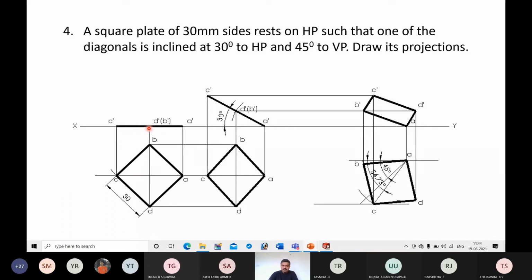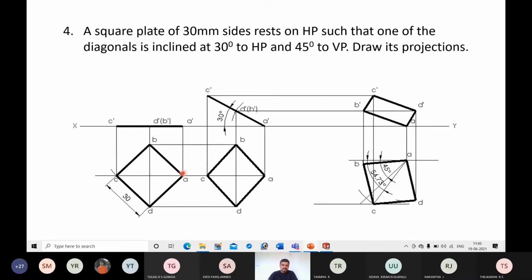Next, I will make this diagonal inclined at 30 degree to HP. Here you have the true length of the diagonal, and 30 degree is also the true inclination. So you will make it inclined at 30 degree. Then you will draw the front view, then project the points and get the top view.